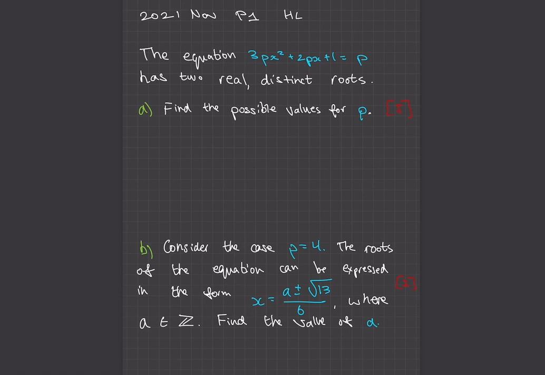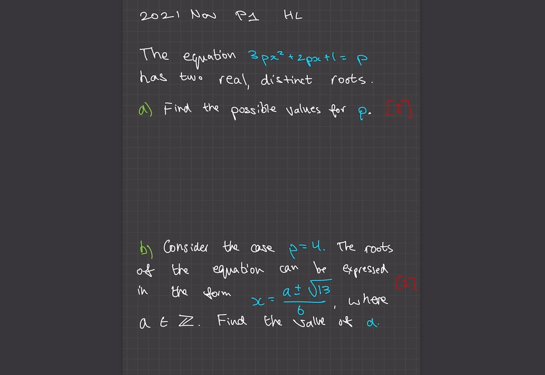Today we're looking at this 2021 November paper 1. It's from the HL exam, but all of the content should also be fine for the SL students. It's a 7-mark question. The first part is 5 marks, and honestly I think it's pretty generous. It's not super difficult for the amount of marks that you get, and the ideas behind it actually pop up all over the place. So it's a good question to look at.